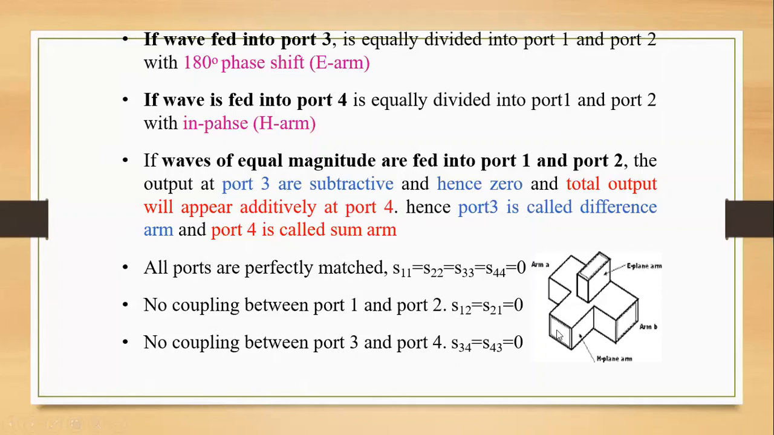So if you give the input to this particular port, you will get the output across these two ports, which will be in phase. If you give the input to your E-plane arm, you will be getting the outputs across your port 1 and port 2, which will be of difference, or it is of 180-degree.